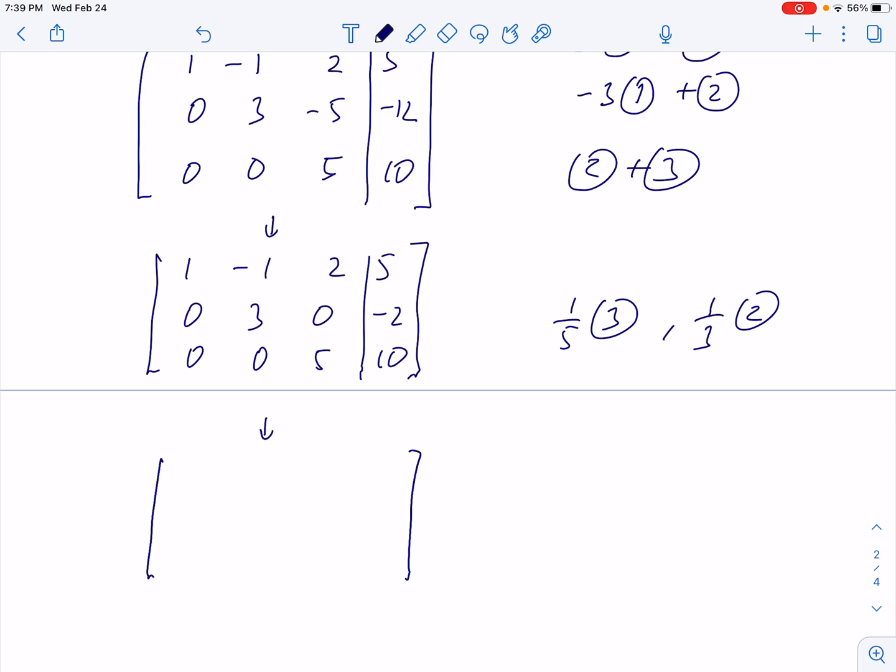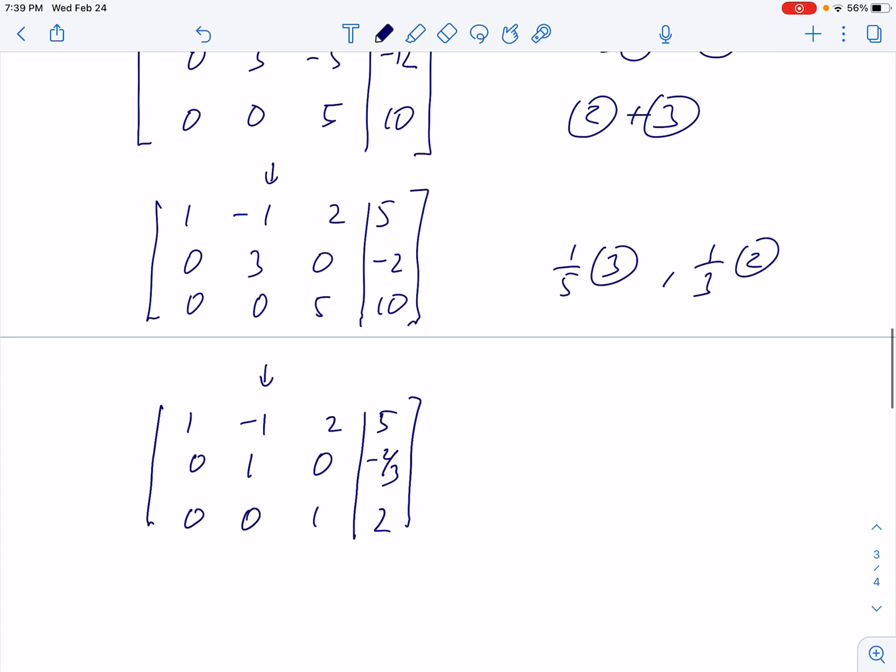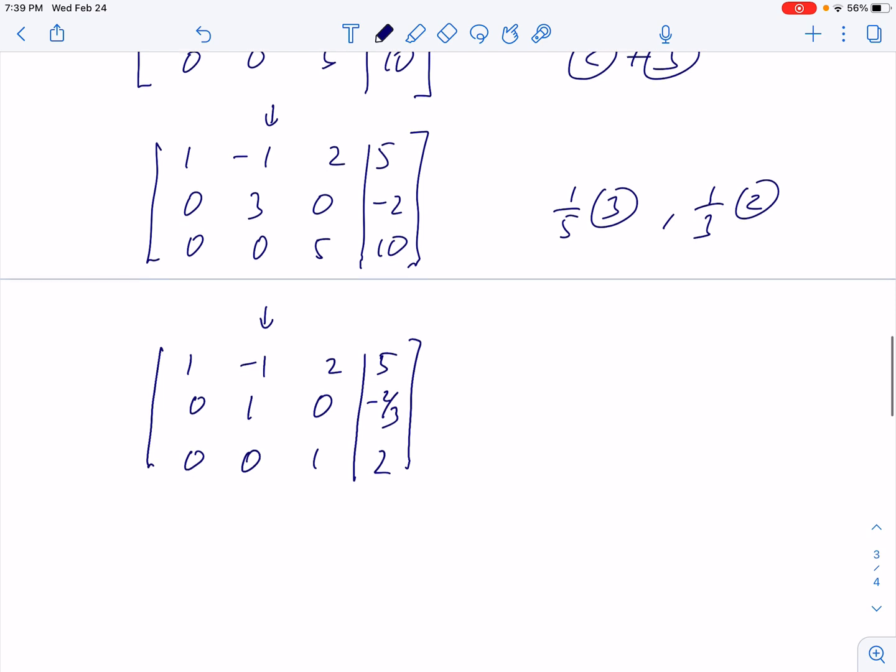The first one is not changing all this time. Now we have 0, 1, 0, dividing by 3, -2/3. 0, 0, 1, 2. Very, very simple. Now we can tell that z is 2 because the third equation actually says that z equals 2. You can tell that y is -2/3 because the second equation is just y equals -2/3. But we can simplify even further.